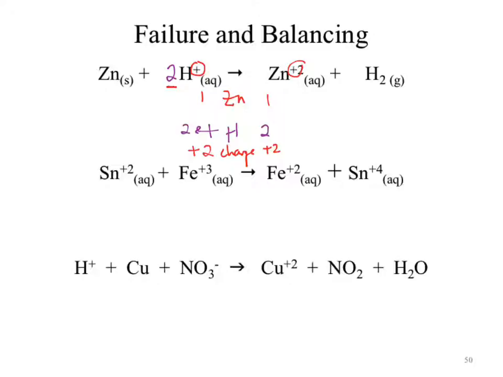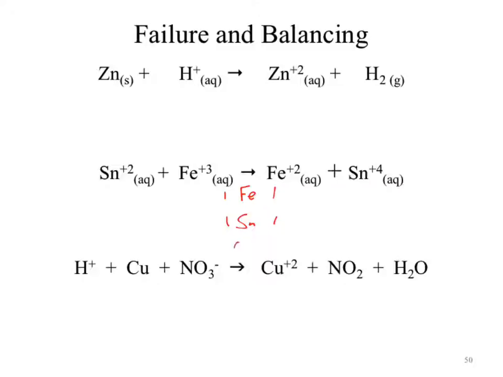Relatively straightforward and simple, following the same rules that we started with from the very get-go, and we didn't have to worry anything about the charge. What happens with the next one? Could look at the irons, 1, 1, tin, 1, 1. We'd say, well, the elements are balanced, but the charge on the left-hand side is plus 5, and the charge on the right-hand side plus 6. So the charge isn't balanced. We'd have to somehow balance it. Okay. How could we go through and balance it?